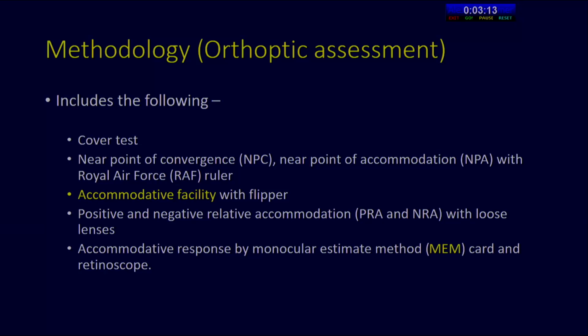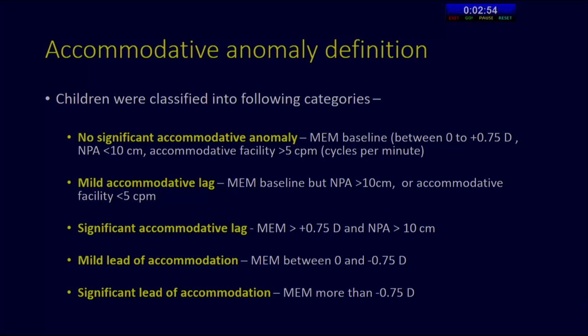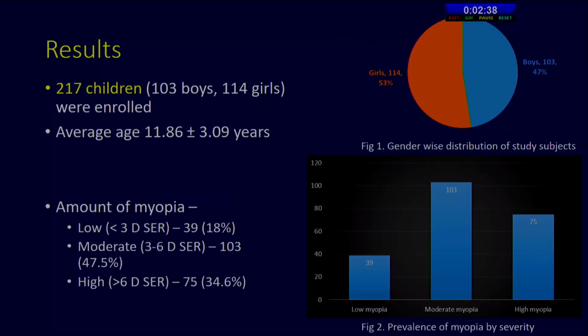And among the orthoptic assessment, we did the cover test, near point of convergence and accommodation, accommodative facility, positive and negative relative accommodation, and the accommodative response by the MEM method was checked. This is how the orthoptic testing is done by our optometrist in our myopia clinic. Now then we divided the children according to whether they had no accommodative anomaly, a mild lag or a significant lag, where the NPA along with the MEM was increased, or a lead of accommodation where the MEM was in the negative.